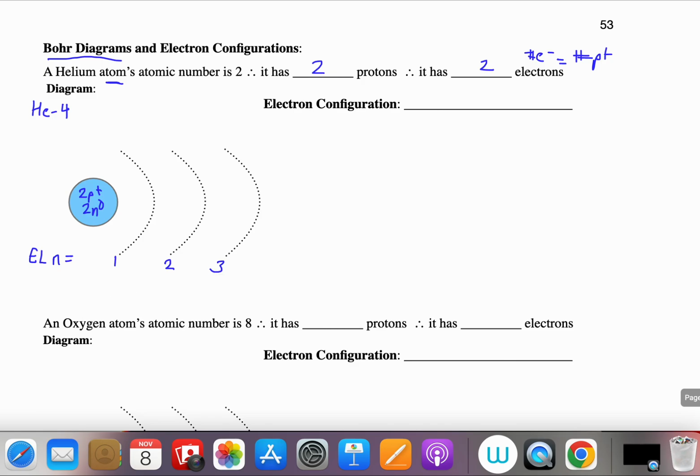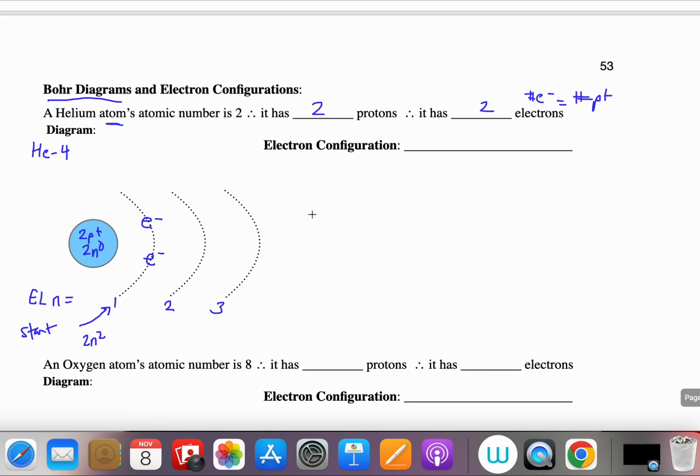When you're drawing the Bohr diagram, electrons want to be as close to the nucleus as possible. So when we're assigning electrons, we always start in energy level number 1. And remember, we use that math, 2n squared, to figure out the max number of electrons. Energy level number 1 can hold a max of 2 electrons, so helium only has 2 electrons: electron 1 and electron 2. Make sure you put the lowercase e with the minus sign for each electron. I'll come back to the configuration here in just a minute.